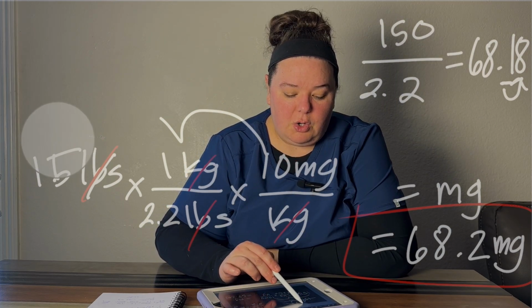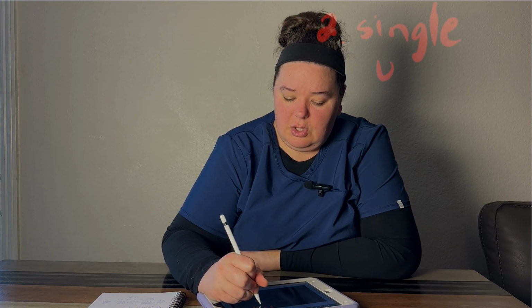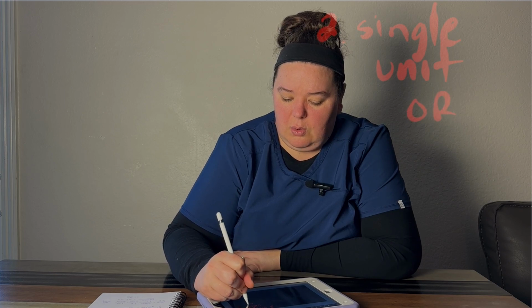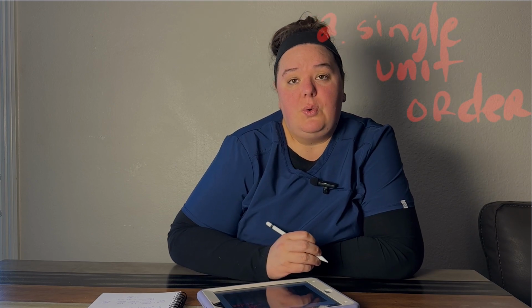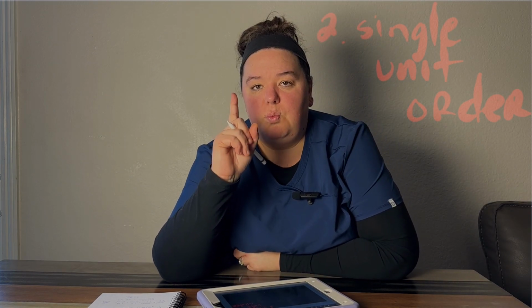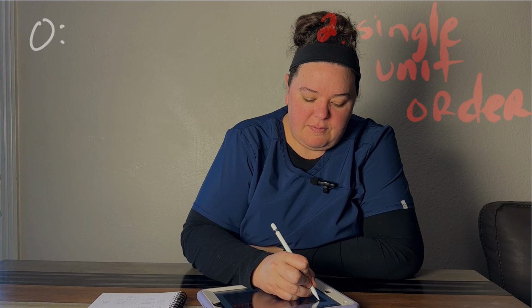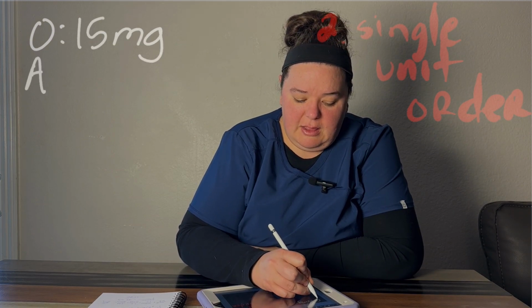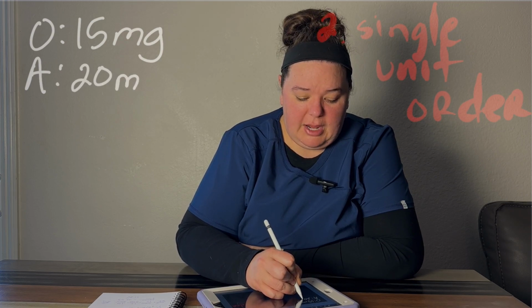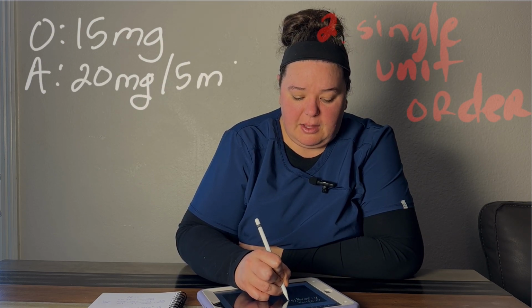So now let's check out our golden rule number 2. Golden rule number 2, remember, is using a single unit order. So what does this actually mean? A single unit order means in your order, you have one label. So for our second example, we have an order of 15 milligrams. Available is 20 milligrams per 5 mLs.